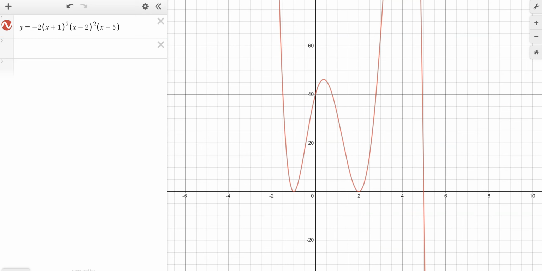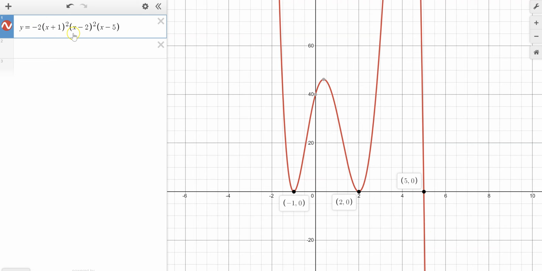Let's look at one more. So now I've put a negative 2 in front of it. And so again, the same values. We have negative 1, 2, and 5. I'm just using the same zeros, just changing the exponents on them. So we have an even. So see, even, line, linear.